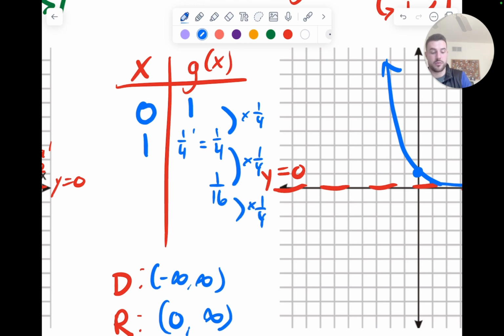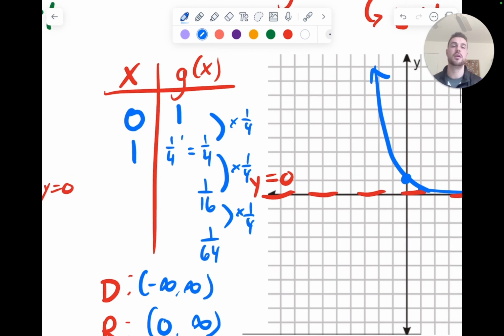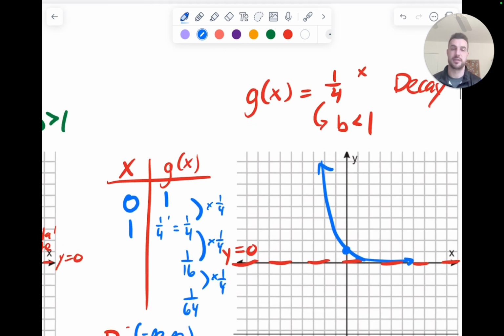If we were to do it again, we'd have 1/64. These are all getting smaller and smaller and smaller because our function is decay.